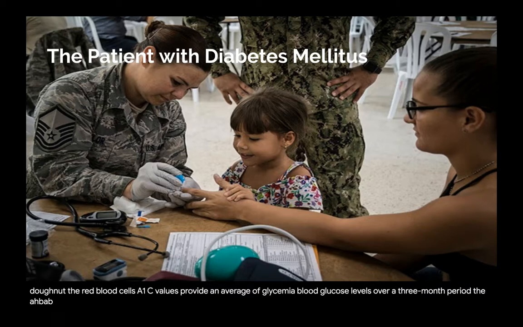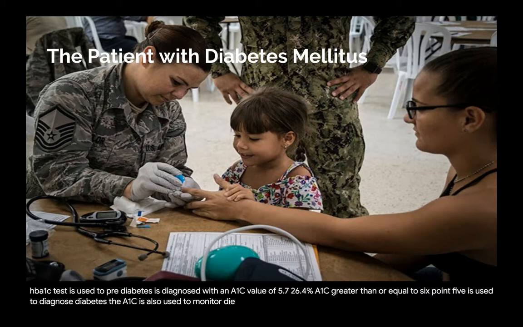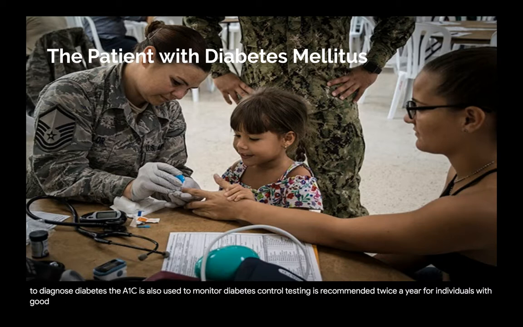The HbA1c test is used to diagnose prediabetes and diabetes. Prediabetes is diagnosed with an A1c value of 5.7 to 6.4%. A1c greater than or equal to 6.5 is used to diagnose diabetes. The A1c is also used to monitor diabetes control. Testing is recommended twice a year for individuals with good glycemic control. Patients with unstable glycemic control may require testing every 3 months.